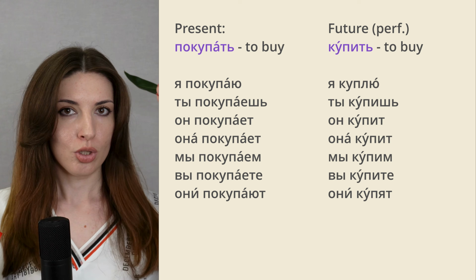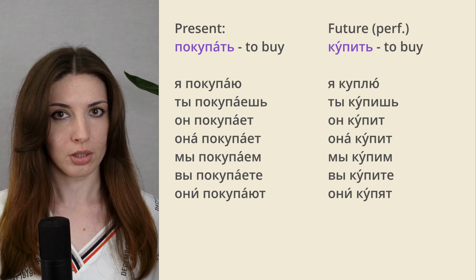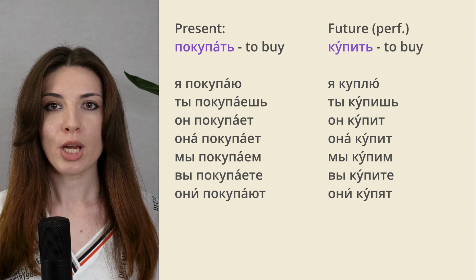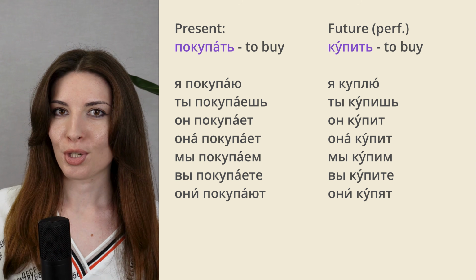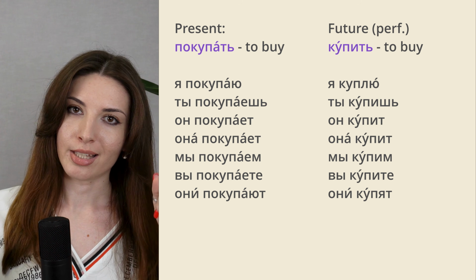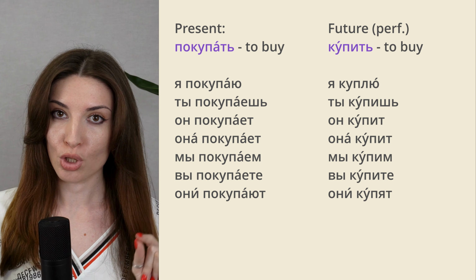It's good when imperfective and perfective look similar. It's not good when they look differently. Like the verbs покупать, купить. You see, they have nothing in common. So present tense is normal, is a regular verb. Я покупаю, ты покупаешь, он покупает. Future is exception. Я куплю, ты купишь, он купит. That's why it's tricky. Again, if you're not sure how to conjugate the verb in the future tense, what's the perfective aspect of the verb, always use online dictionaries or just Google it.